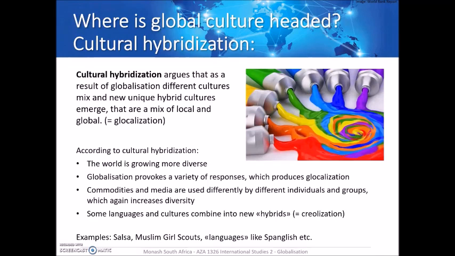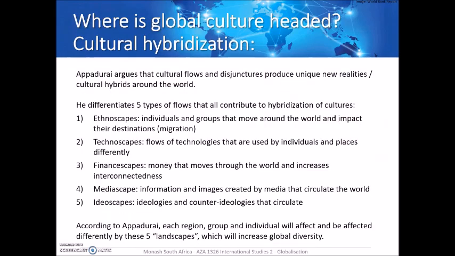And another example are languages like Spanglish, right? Spanish-speaking people that have migrated to the US have started speaking a mix of English and Spanish that is called Spanglish, and it has almost become a language. So one of the defenders of this theory is Appadurai. He argues that cultural flows and also the disjunctures produce these unique new realities and cultural hybrids around the world. And he differentiates five types of flows that he argues contribute to this diversity of cultures.